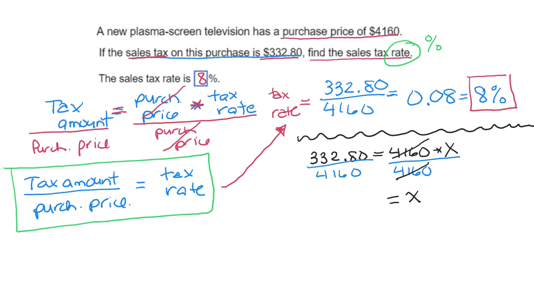And once again, you're going to end up dividing this left-hand side. You're going to get your .08. You'll change it into a percent form. And this is your tax rate. So however you'd like to work this, I always like to show a different way if I can. You choose what works for you and what is easier for you to remember.